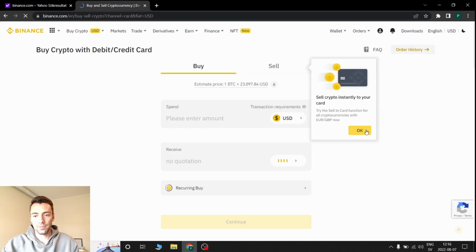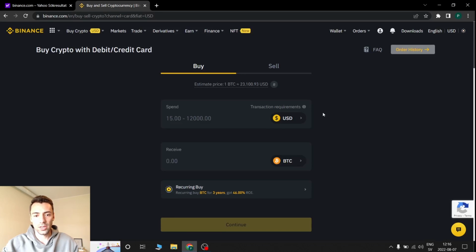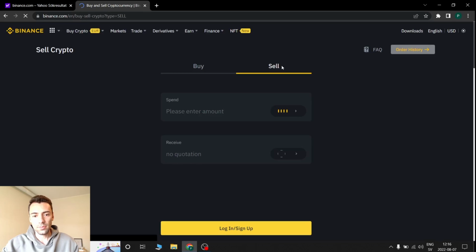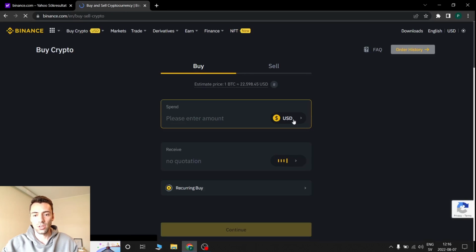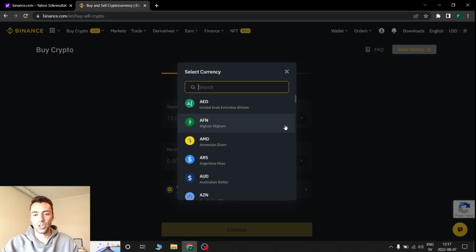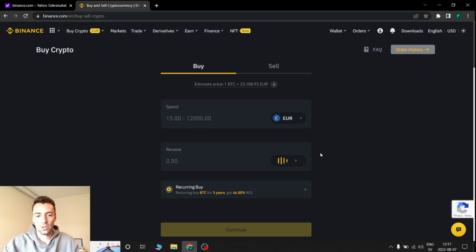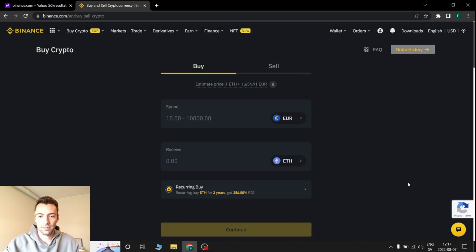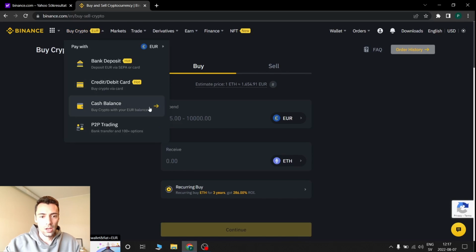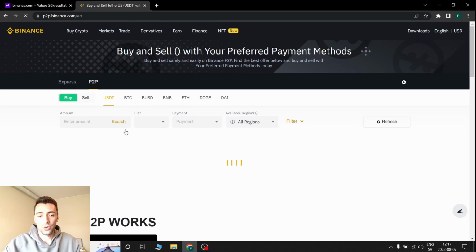Let me change the theme to black. Yes, for example, in this buy part, or you want to sell. You want to, for example, spend Bitcoin and receive euro, or in the buy you want to spend dollar and receive Bitcoin. You can change each currency here. For example, you want to use euro and receive Ethereum. That's how it works. Cash balance or P2P trading.